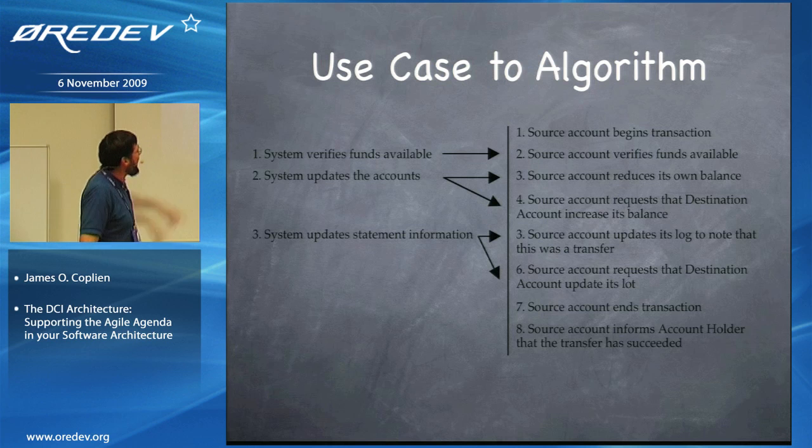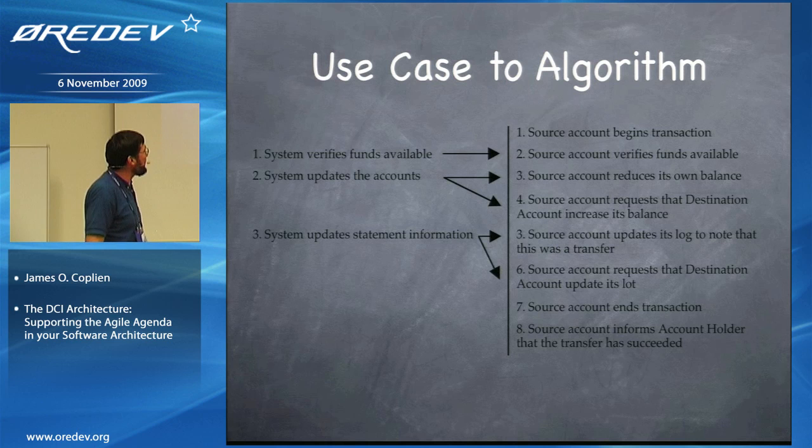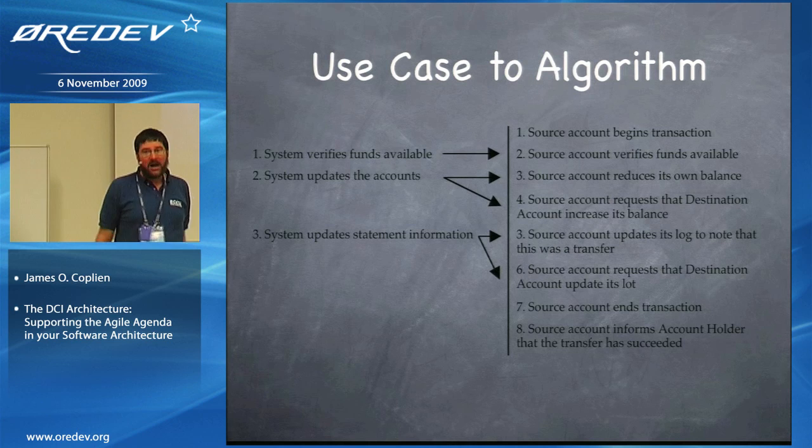It includes transactions. So the source account begins a transaction, verifies funds available, reduces its own balance, requests that the destination account role, the object playing that role, increase its balance. The source account will update its log. The destination account will be asked to update its log. And then we end the transaction, and we inform the account holder with a splash screen that things are okay.